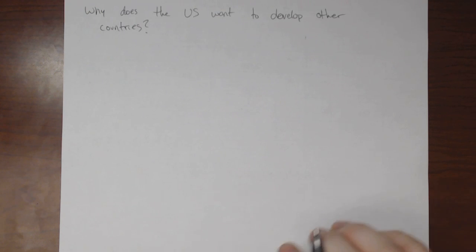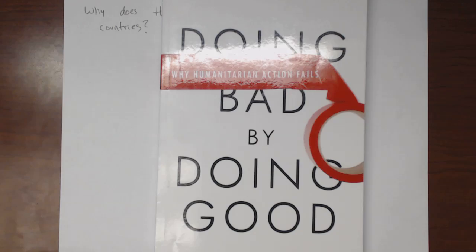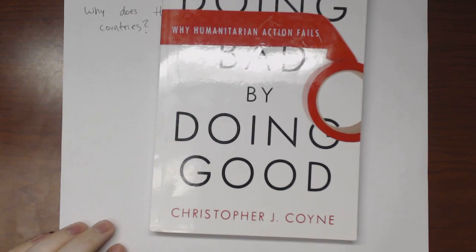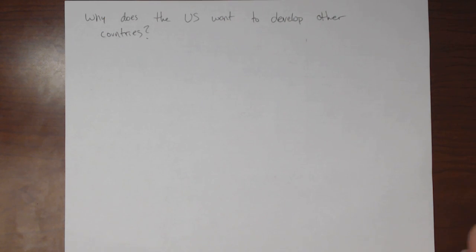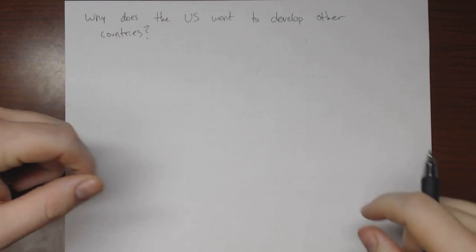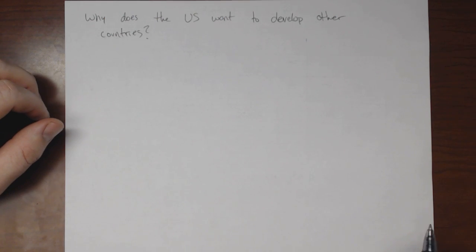But there's a great book. Let me go grab it. There's a great book by one of my professors called Doing Bad by Doing Good: Why Humanitarian Action Fails by Christopher Coyne. It is a fantastic book. He did a great job documenting all the cases of the U.S. going in and trying to do humanitarian efforts and whether or not they worked. Highly recommend it. I'll put a link to it in the description below so you can go buy it there.